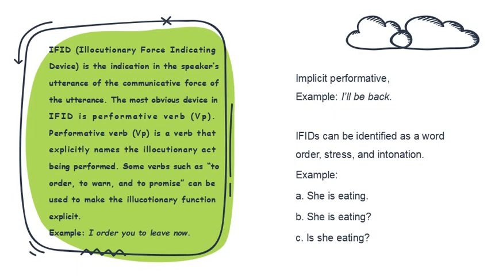For example, A. She is eating. B. She is eating. C. Is she eating? The utterance A, the locutionary force is telling that she is eating. In the utterance B, it seems like a statement, but actually it requests the confirmation about her activity. Then, the utterance in C can be seen clearly as asking a question if she is eating. The differences among those are the word stress.